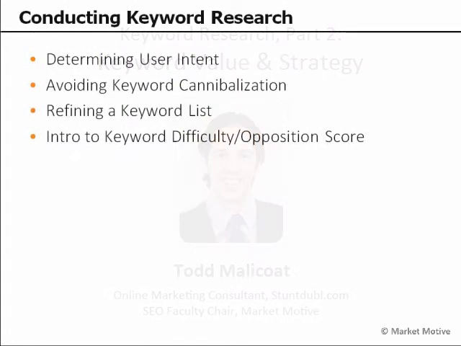We'll look at determining user intent and the different types of searches that users conduct. We'll talk about keyword cannibalization. We'll look at refining your list of keywords and do a basic introduction on difficulty scoring and opposition scoring to further refine our keyword research list.